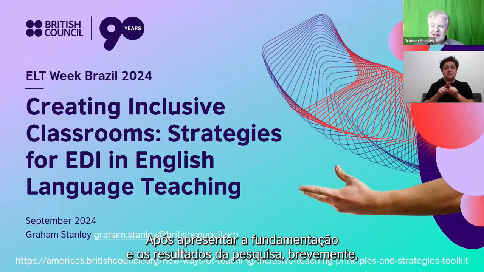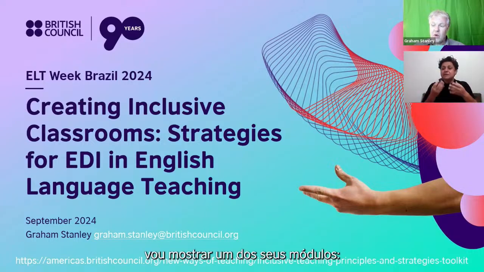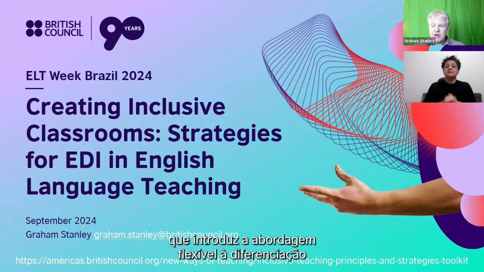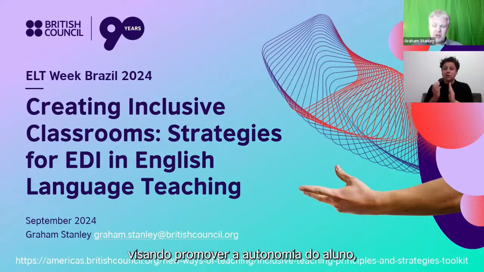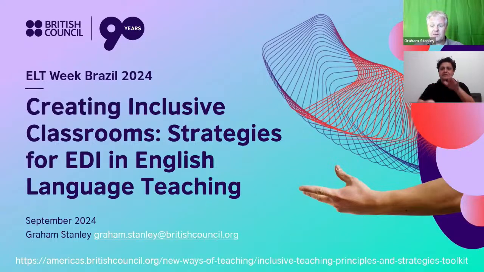After briefly presenting the rationale and the outcomes of the research and explaining how that led to the decision to develop a toolkit for teachers, I will work through one of the modules, how to differentiate learning, which is module 6, which introduces a flexible approach to differentiation aimed at promoting learner autonomy and boosting engagement, enhancing motivation to learn.